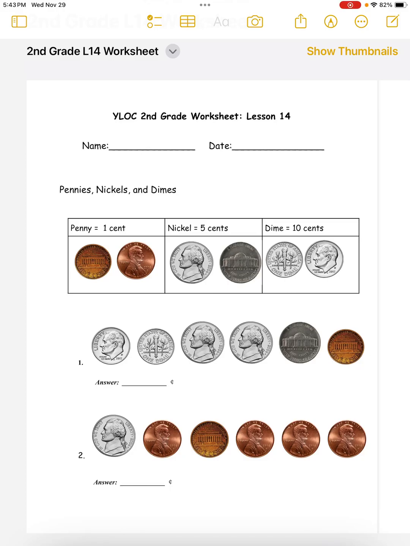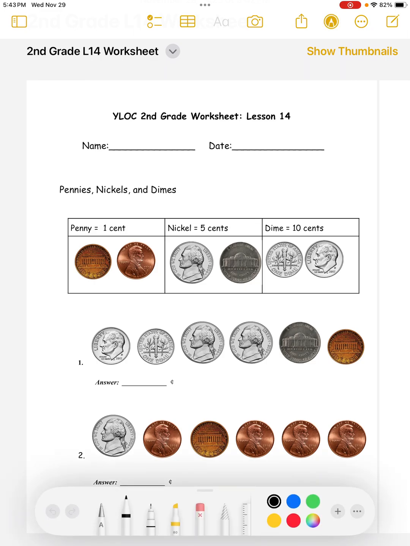Hey guys, so today I'll be teaching Warlock 2nd grade worksheet lesson 14. So it says pennies, nickels, and dimes. Penny, 1 cent. Nickel, 5 cents. Dime is 10 cents. So now looking at number 1, the first image we see here looks like a dime.